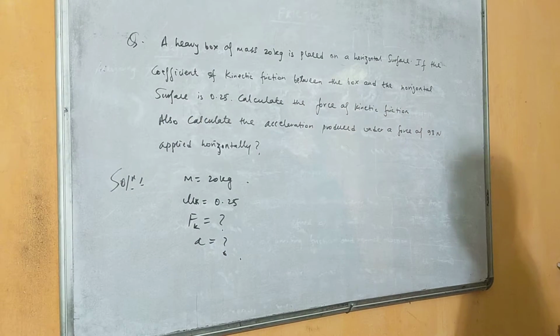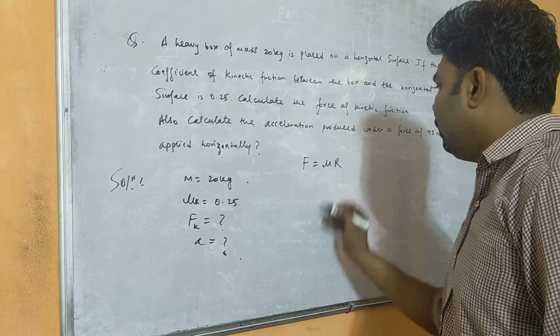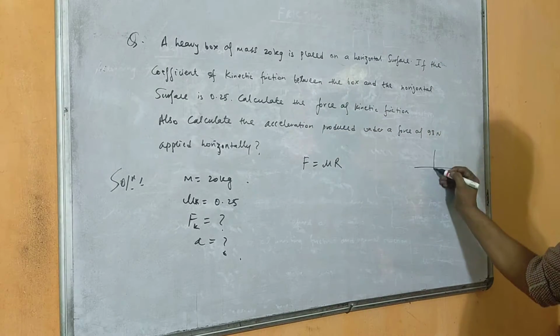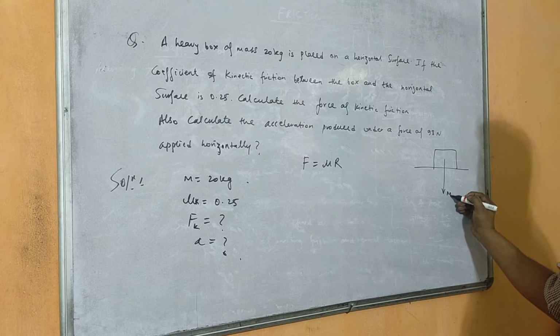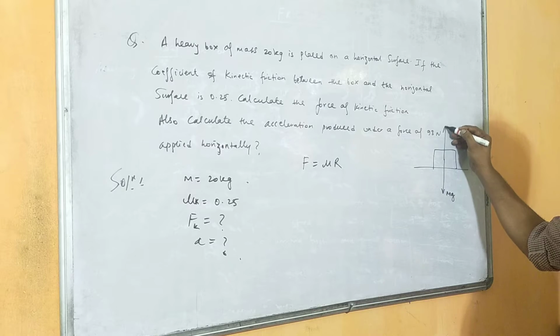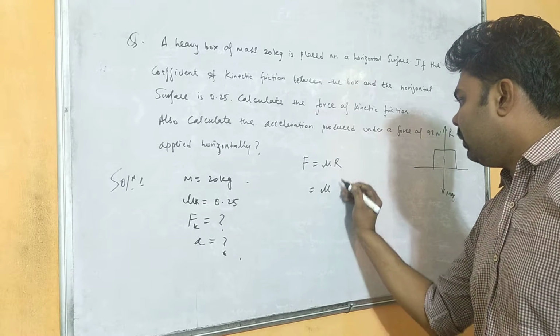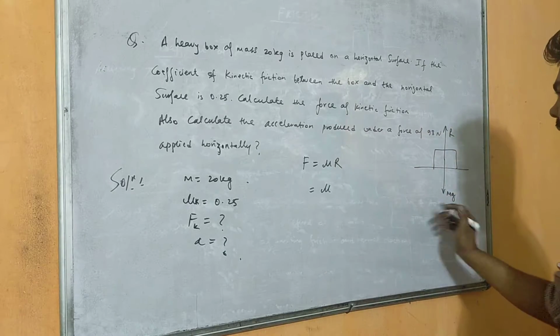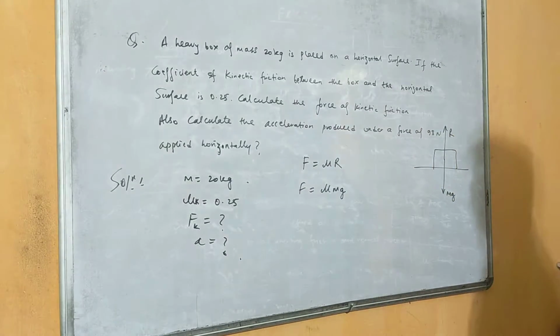So first of all we will see that F equals mu R. That means when an object is placed like this, its weight is acting in the downward direction, weight equals mg, and the reaction force is acting in the upward direction. So in place of R, what can we substitute? In place of R, we will substitute R equals mg. So F equals mu into m into g.